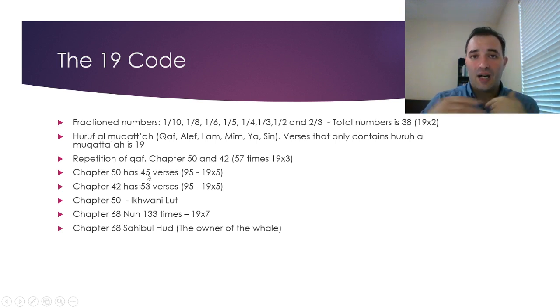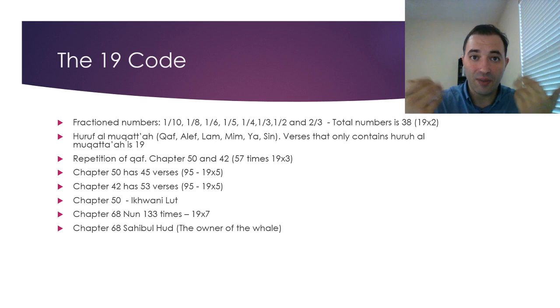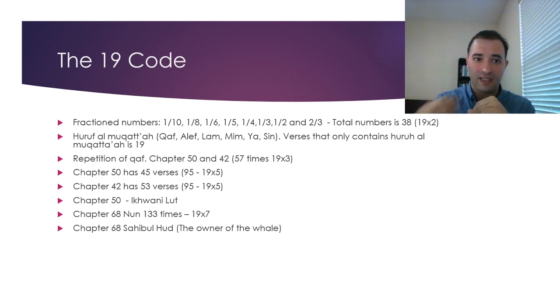Chapter 50, according to those who believe in this mathematical thing, the verse number and chapter number are also important, and it has to do with the number of repetitions of the huruf al-muqatta'at. So 95 is 19 multiplied by 5. Chapter 42 also starts with the letter Qaf, and it also has 58 times the letter Qaf, which is 19 multiplied by 3. Chapter 42 has 53 verses, and the chapter number and the verse number total 95, which is 19 multiplied by 5.